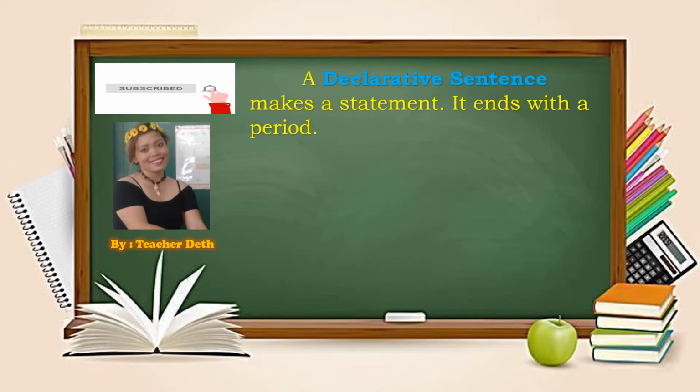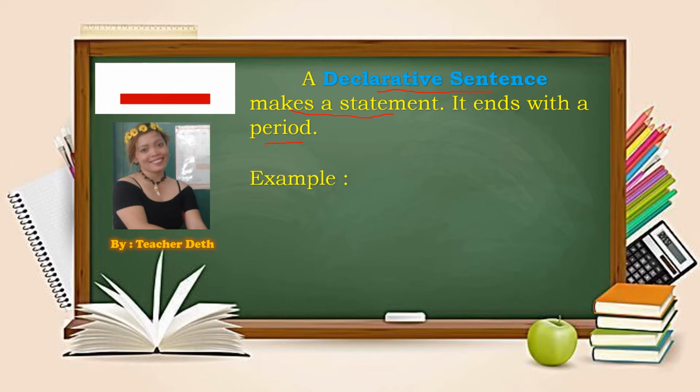One of the kinds of sentences is the declarative sentence. A declarative sentence makes a statement, or it is a telling sentence. And if it is a declarative sentence, the punctuation that we are going to use here is a period. It ends with a period.